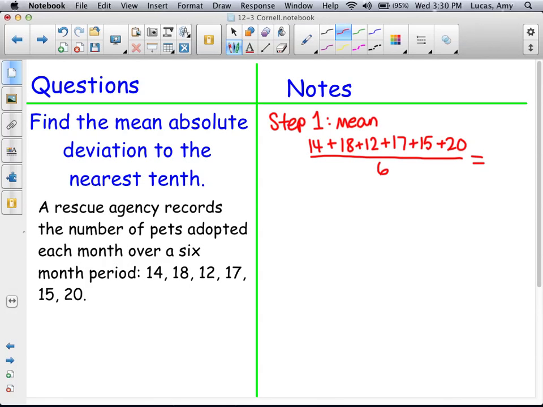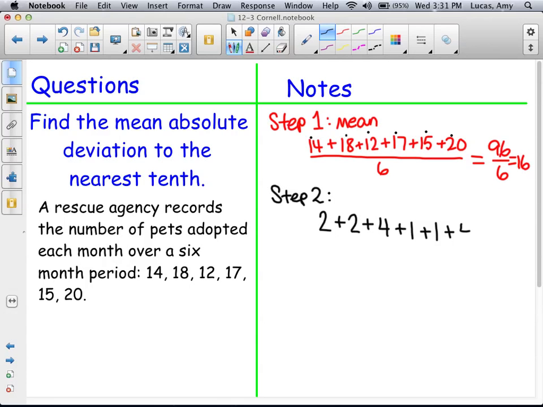So 96 divided by 6 gives me a nice number of 16. Step 2, find out the distance that each number is away from that mean, so away from 16. My first number is 14, so it's 2 away. Second number is 18, that's also 2 away. 12 is 4 away. 17 only 1 away. 16 is 1 away, and 20 is 4 away.